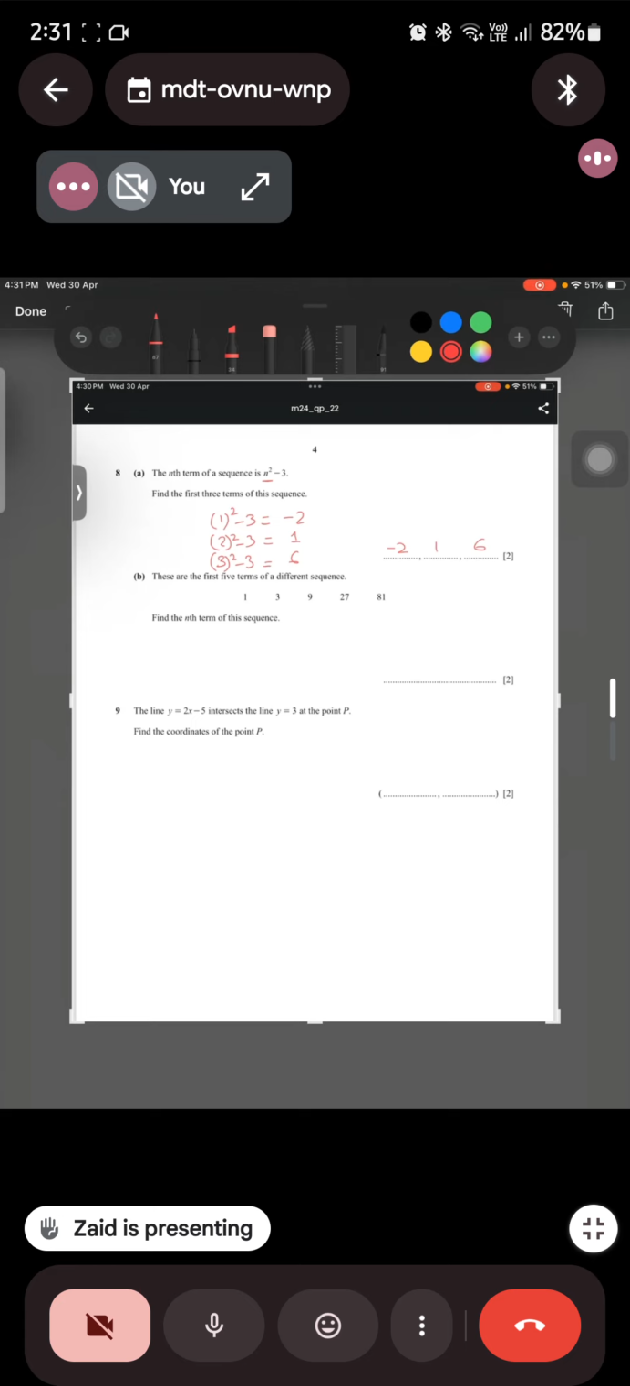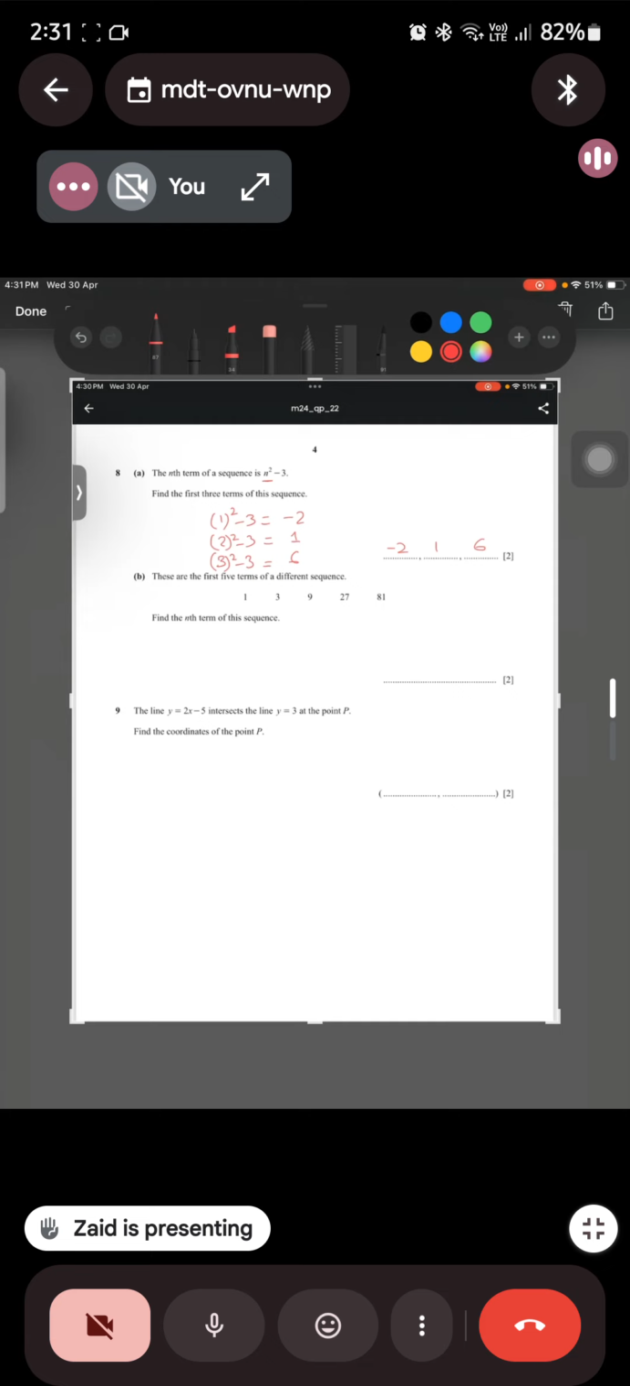Table, okay? So sir, this is a square sequence. Is this a geometric sequence? Yes or no? No, it's not.